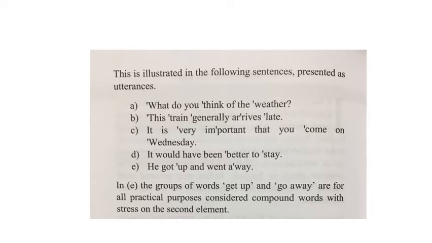الستريس بالضبط جاي على up و away لأنه زي ما شرحنا في المحاضرة السابقة إنه في الفريزال verbs الستريس بيكون على البوستبوزيشن أو الكونستيتيوانت الثاني. تمام. الجزء الثاني من الادفيرب زي ما نشوف النوت اللي هنا عندي. The groups of words get up and go away are for all practical purposes considered compound words with stress on the second element زي ما شرحنا في المحاضرة اللي فاتت. تمام. إذا الجملة فيها two verbs الاثنين عليهم stress.